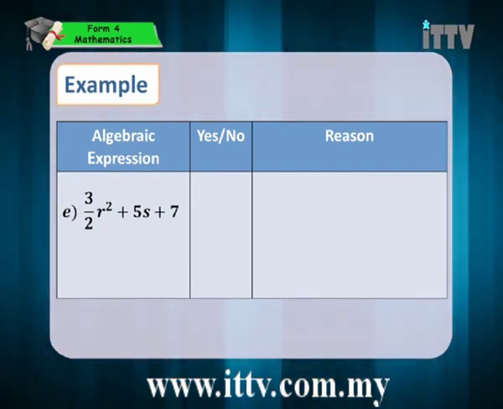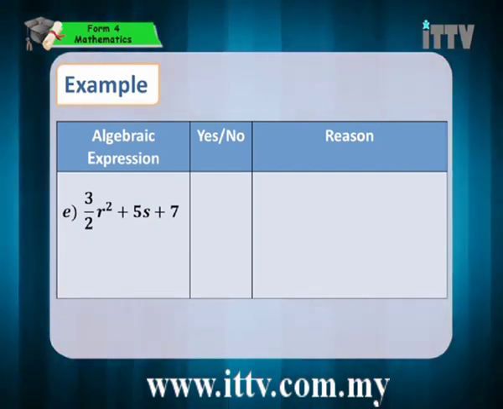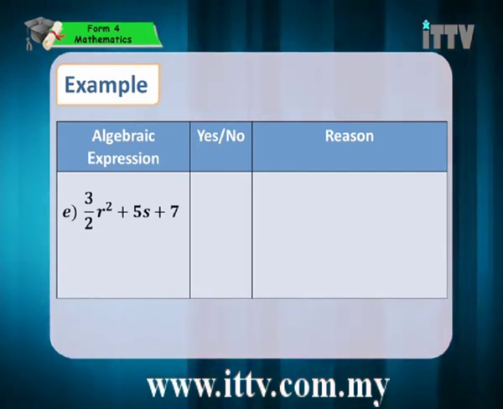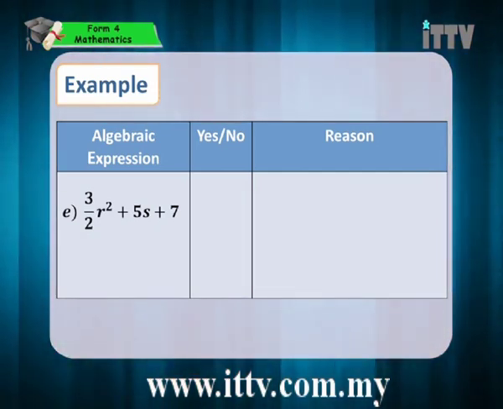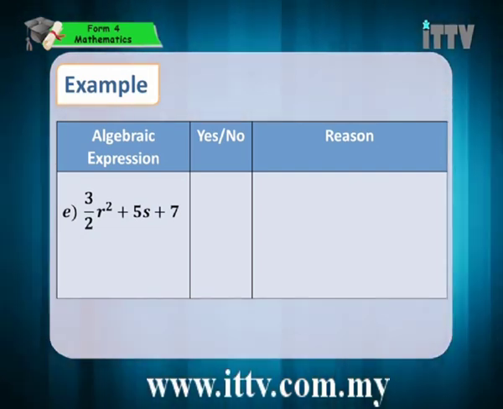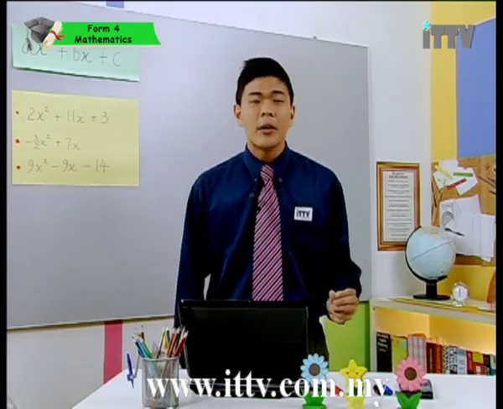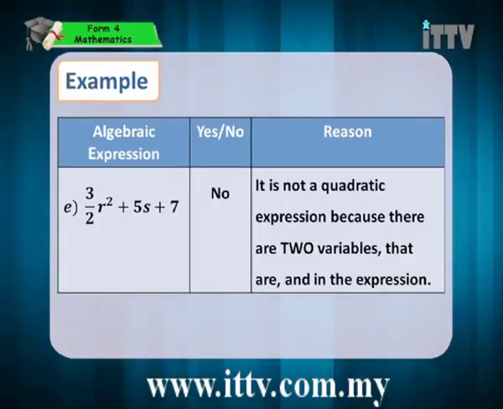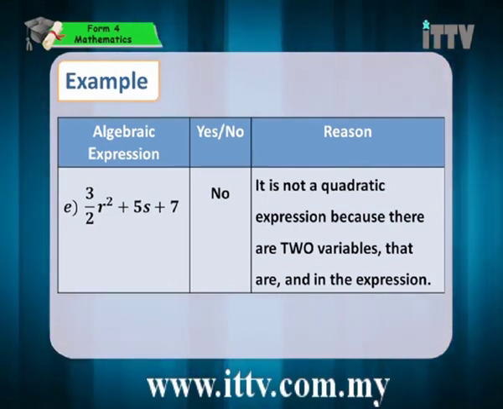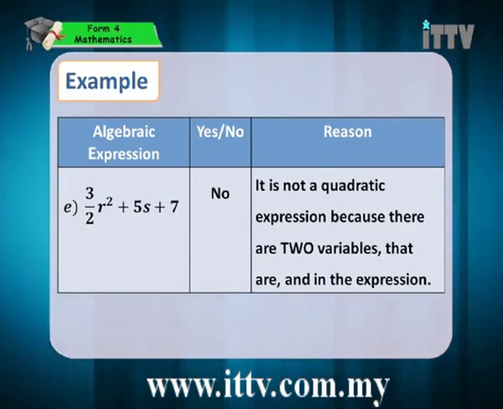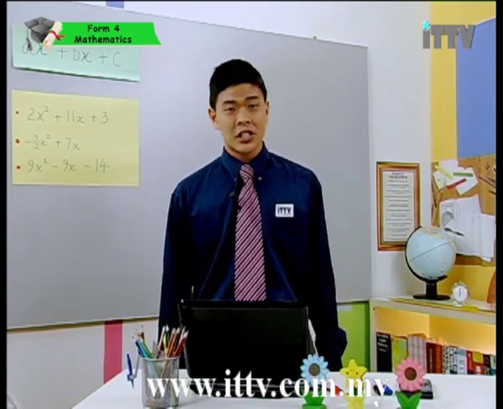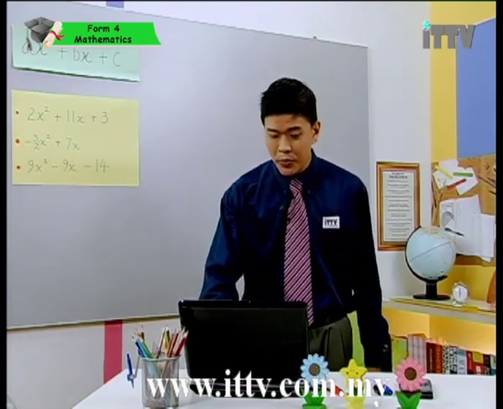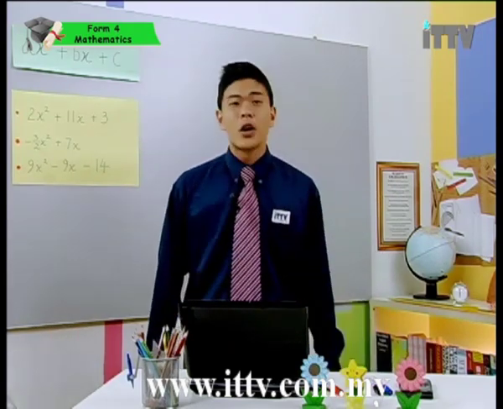In E, you tell me: 3 over 2 r squared plus 5s plus 7, yes or no? Is it a quadratic expression or not? Take a look carefully at this expression. There are two variables, r and s. Although r has a square, this is not a quadratic expression because we are looking at a quadratic expression in one unknown. How do you explain that? Because there are two variables, r and s, in the expression. Remember, there can only be one variable for each expression. Most commonly you use x to represent it, but other alphabets are also used to represent any variable. Now a quick test for you.